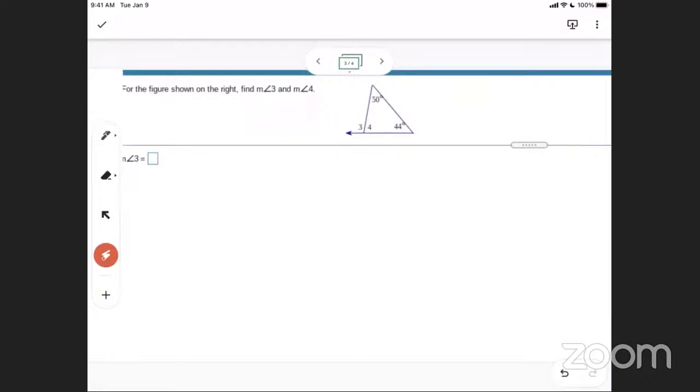I think you already have 50 and 44 as angles. And then you have a 3 on the outside and a 4 on the inside. But you want to find that angle. So which one am I going to find first, 3 or 4? 4. Why? Because it's on the inside, and we already know the other two angles. So what am I going to write?